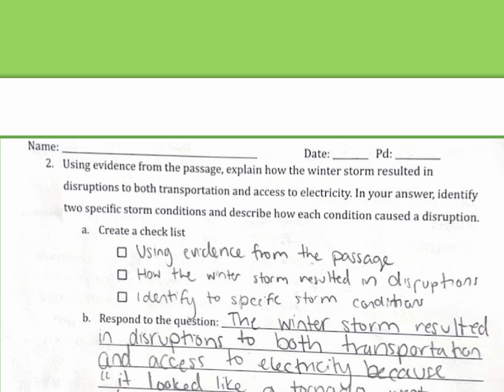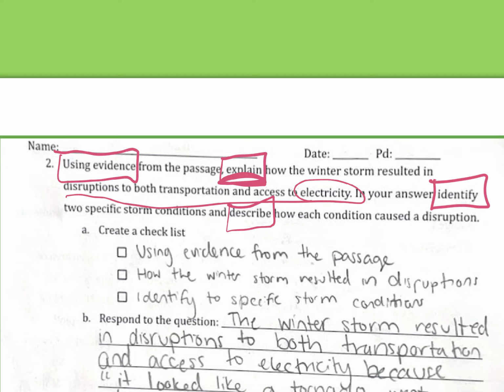There are so many command verbs in this question. First, it's asking us to explain something. It's also asking us to identify something and describe something. And it's asking us to use evidence. The thing it's asking us to explain is how the winter storm resulted in disruptions to transportation and access to electricity. So it's going to be really important that we include both of those in our answers, the disruption to transportation and the disruption to access to electricity.